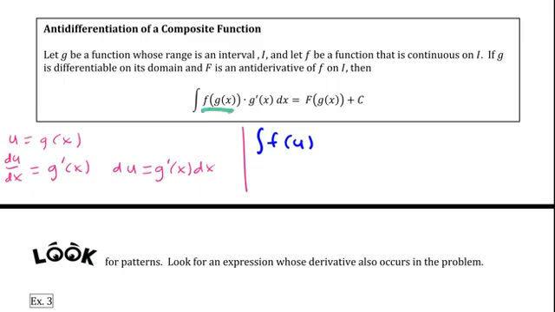So I wrote f and I replaced g with u, and then g prime x dx we can replace with du. So what we did is we took this messy looking thing up above, and by using u substitution we were able to clean it up.